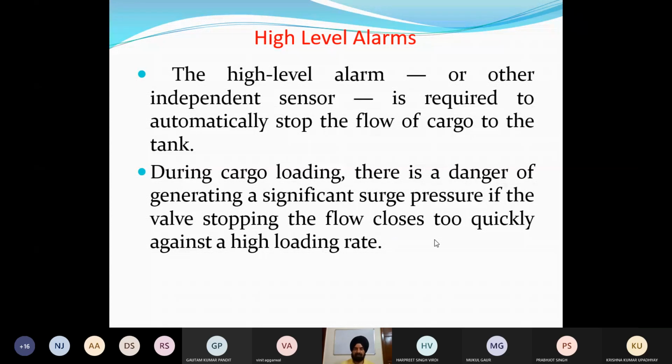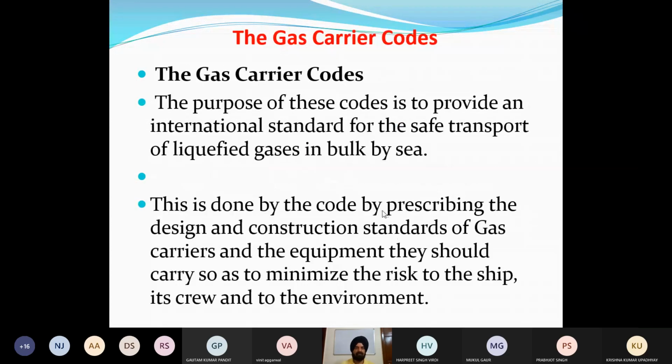So same way here you have the especially alarms, and closing of these valves is again done as per the timings, that they do not immediately, there should not be a sudden shutting of the valves. It should not create a surge pressure.